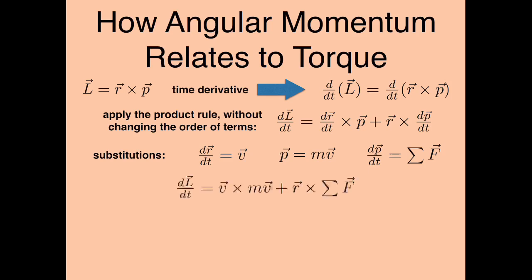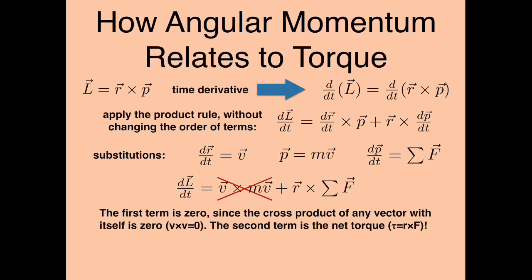So when we make all those substitutions, we have dL dt on the left side, and then on the right side we have v crossed with mv. And then we add to that r crossed with F, or the net force.